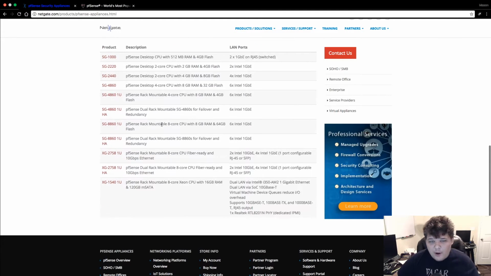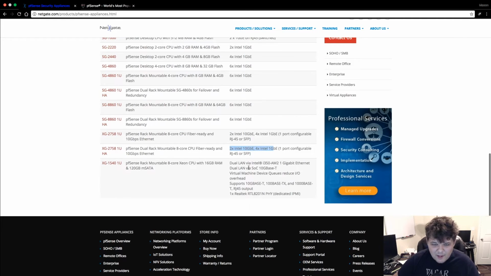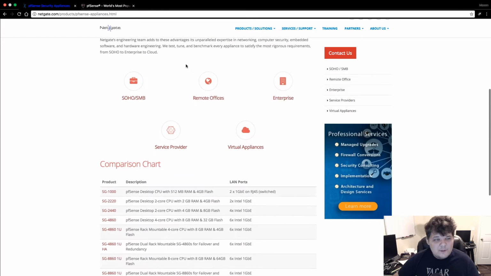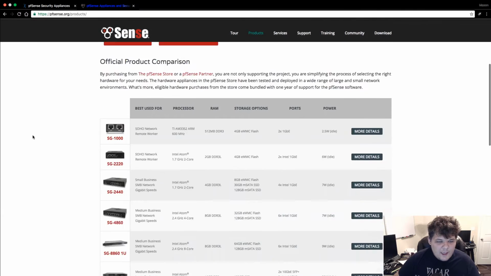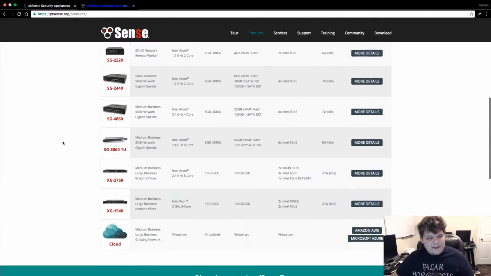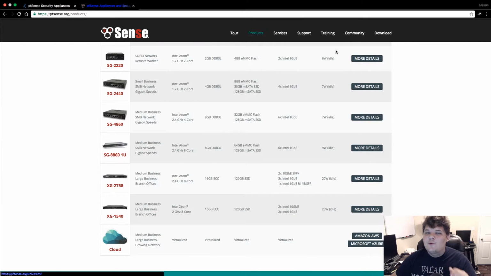And here are the products that they offer, anywhere from 2 to 6 gigabit Ethernet interfaces. They do offer rack mountable options with 10 gigabit, or 4 with 2 10 gigabit and 4 1 gigabit, and some pretty awesome options. But let's just go ahead and go over to the pfSense page. So we go to their products, and this is where you can view more details. So up until recently, these were your options.